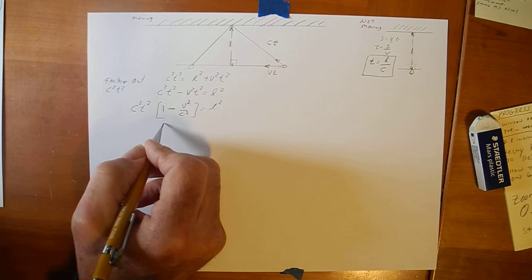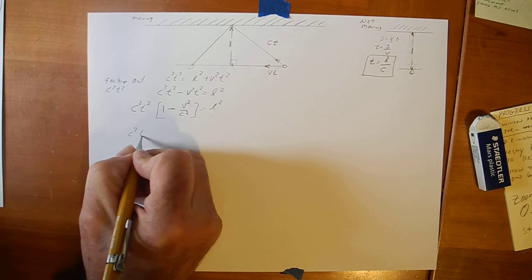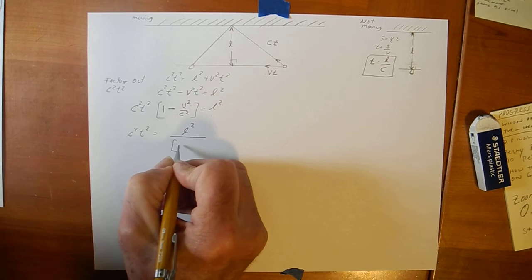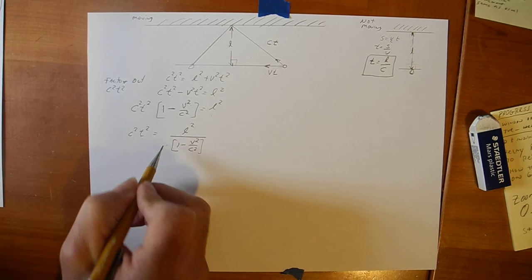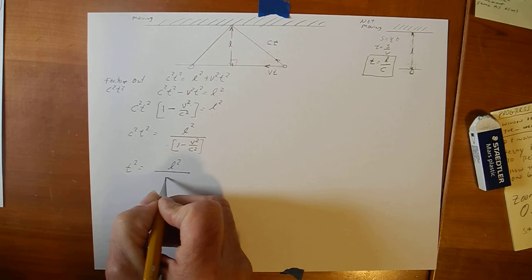Let's take this bracket thing and divide it underneath here. So c squared t squared is equal to l squared over this bracket thing. Now I know everybody wants to square root everything right away, but you gotta resist that for a while. And then let's solve this for t here. Okay, so I'm gonna divide both sides by c squared, it'll show up down there. So t squared is equal to l squared over the term in the bracket.